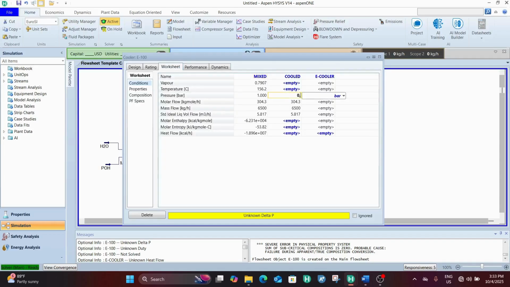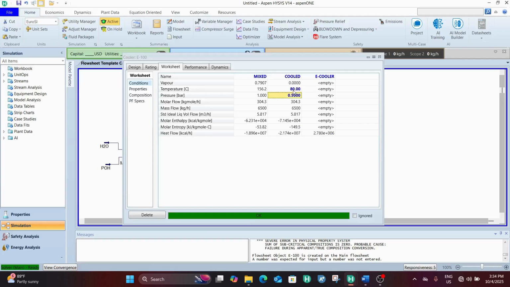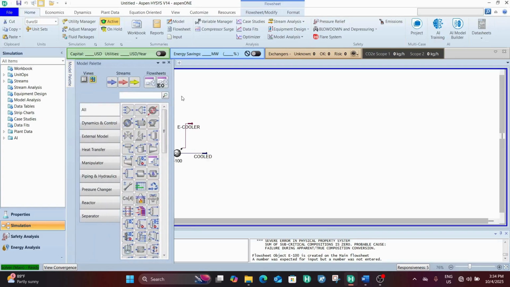Let's say we lose 0.5 bar, and the temperature is cooled down to 80 Celsius. 80, that's decent. We've dropped our temperature to the desired condition, and we have to work on the pressure also, to increase the pressure.